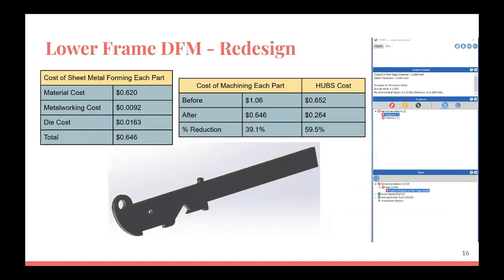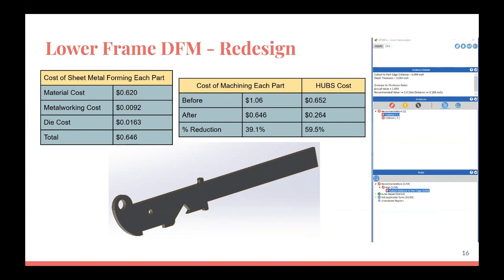After the redesign, reducing material, minimizing steps, and removing sharp corners as our design guidelines, the material cost also greatly decreased to a value of 62 cents, and the metalworking cost was about 1 cent, and the die cost was about 0.0163, with the total being $0.646, with a 39.1% reduction. The DfM Pro offered a few recommendations, such as the cutout distance to part edge.